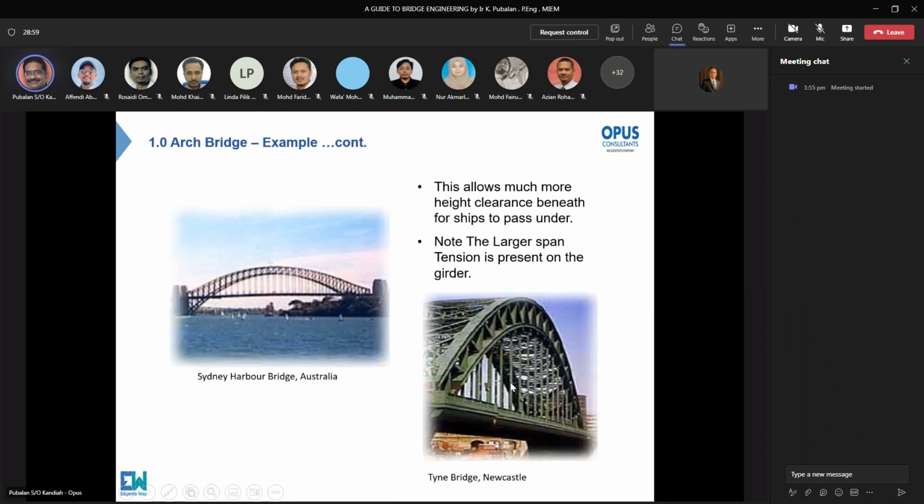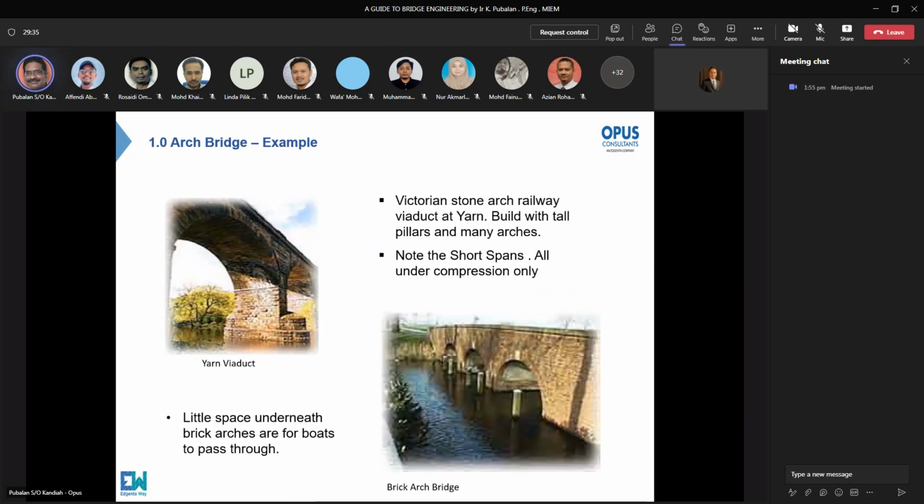This is another modern arch bridge. Okay, it's made of a steel frame. Right? This one has got bending action. So the bending action has been tied, similar to a bow, so it's similar to a bow tie bridge. All right. So this gives much more height clearance, which we need for ships to pass under. Okay. The largest span. In this one, there is no tension. Everything is under compression.